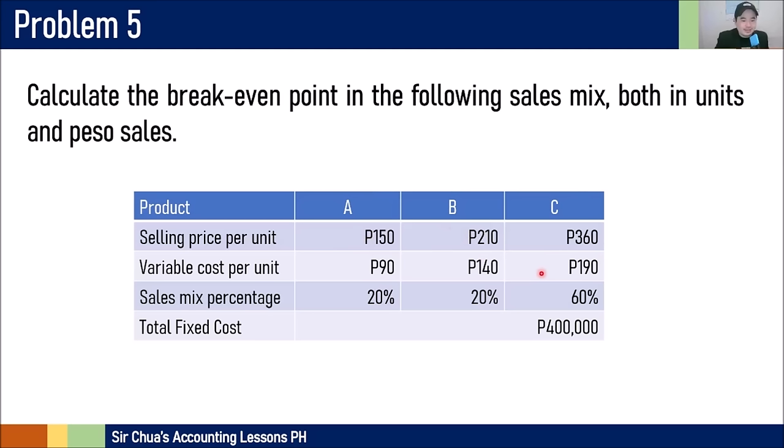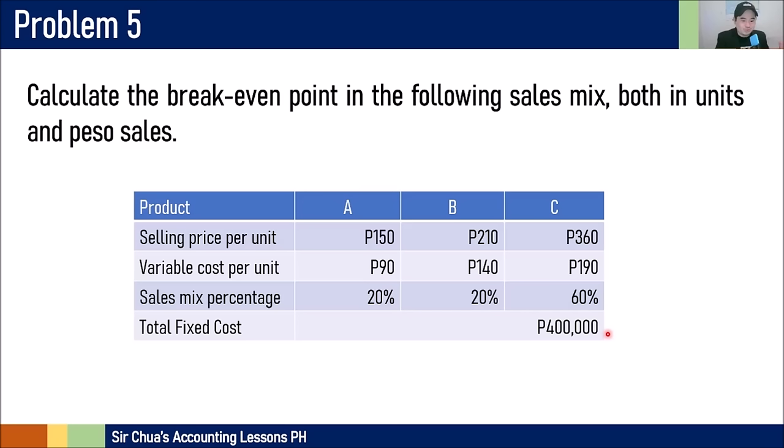And then, ang sales mix daw po is kapag nakakabenta daw si company, 20% ng total sales nila si A daw po ang nagka-contribute, 20% ng sales nila si B ang nagka-contribute, and then 60% ng sales nila si C ang nagka-contribute. And then your total fixed cost for all of your production is 400,000. So, paano natin kukunin yung break-even point kung yung fixed cost mo ay naka-lump na 400,000 na buo?